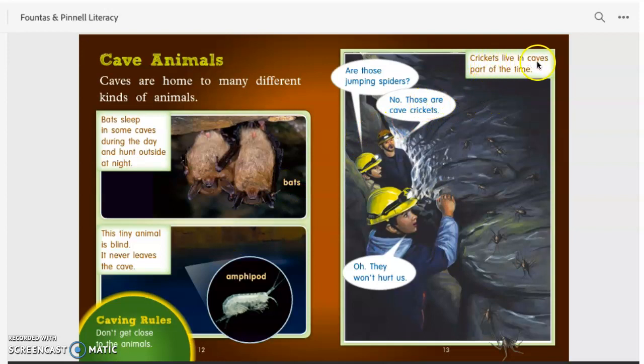Then crickets live in caves part of the time. Ooh, you can see all those crickets. Are those jumping spiders? The boy asked. No, those are cave crickets. Ooh, this boy says, oh, they won't hurt us.